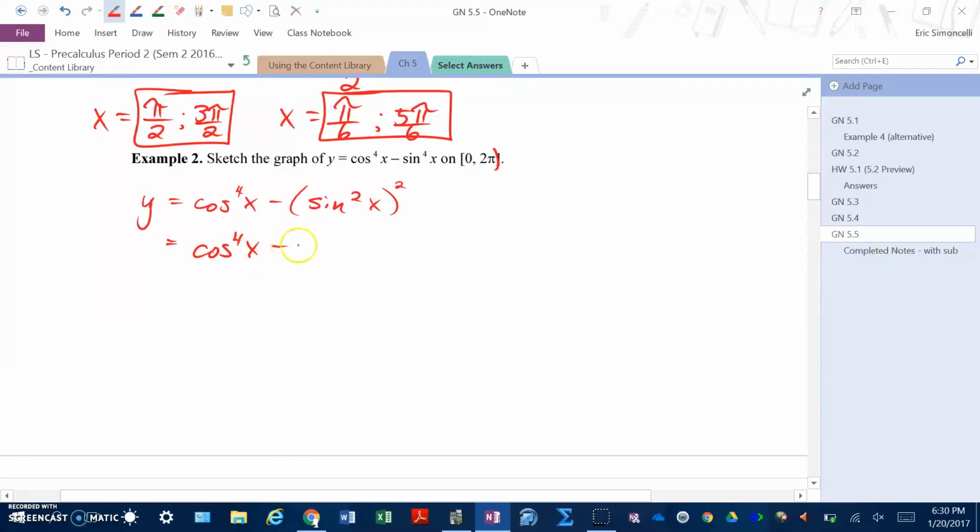So cosine to the fourth minus the quantity 1 minus cosine squared. Now that whole thing is still squared, so be careful, right? We're again using the Pythagorean identity we're familiar with. 1 minus cosine squared is sine squared, but again, that whole thing is squared.